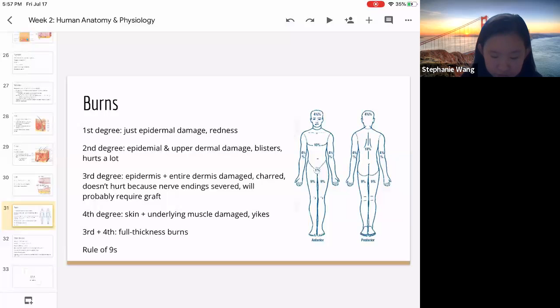Okay, and then the different types of burns, you can just go ahead and read it. It's not required, but if you do your homework, you'll get points. A 2nd degree burn is caused by burning through part of your dermis, and you'll get blisters. With a 3rd degree burn, you won't feel anything because your nerve endings and your dermis are all severed.